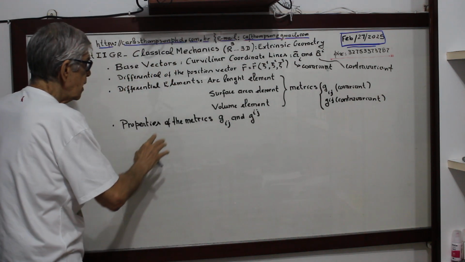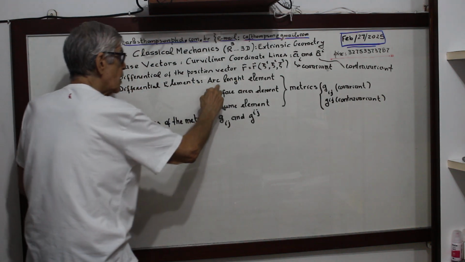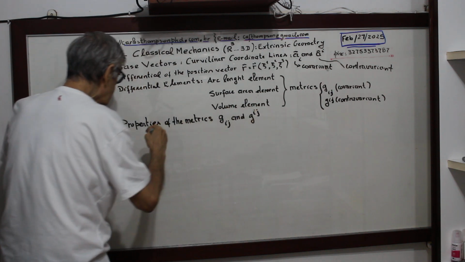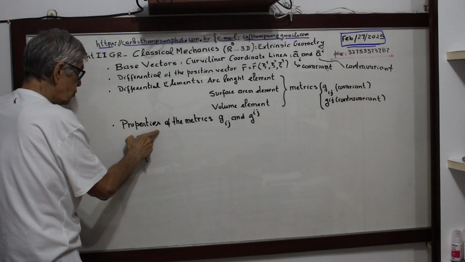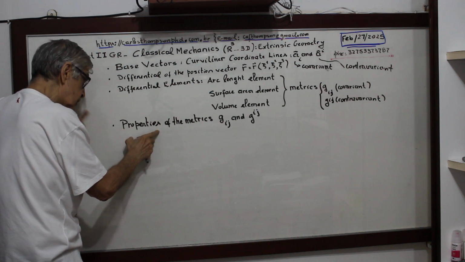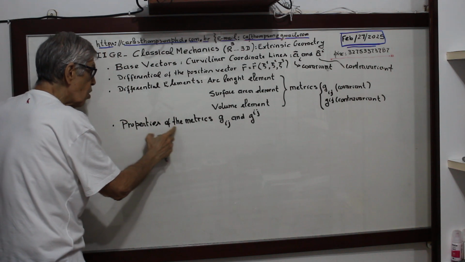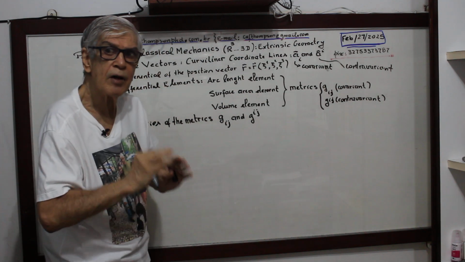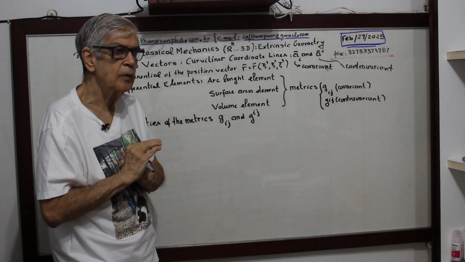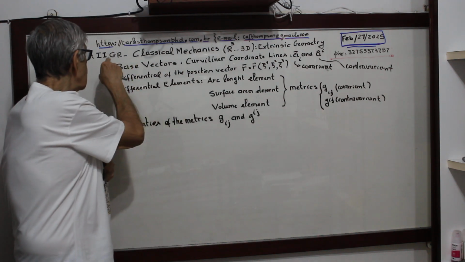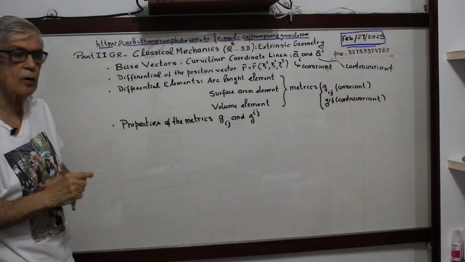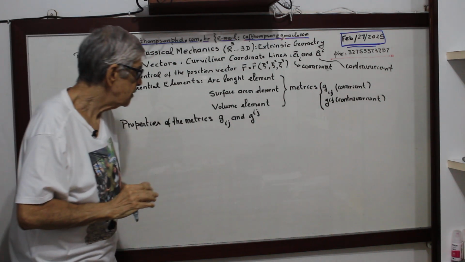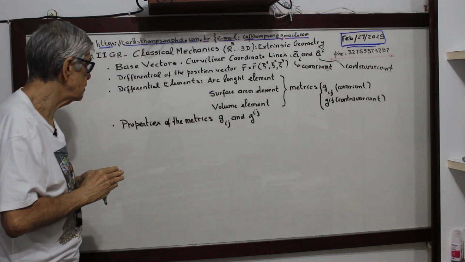Now, after that, we define arc length element, surface area element, volume element, and then I will derive in detail, step by step, the properties of the metrics. Again, the metric is very, very important for general relativity. That's why I always write general relativity here, because our focus is the Einstein field equations. I would like to emphasize that.